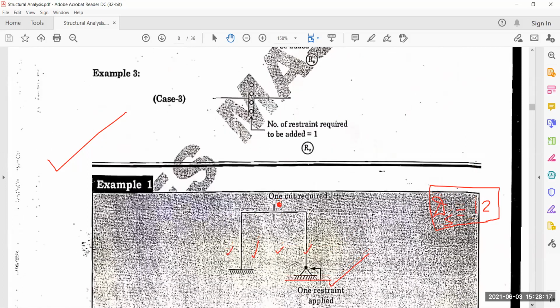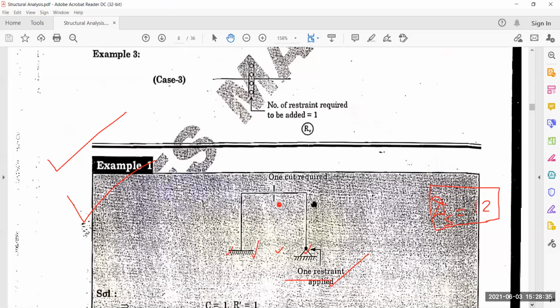Solve this question. What is DS of this structure? Sir, DS is equal to 2. Okay.